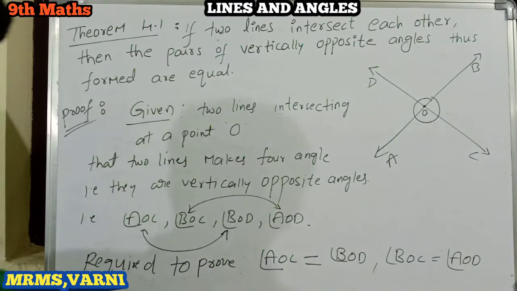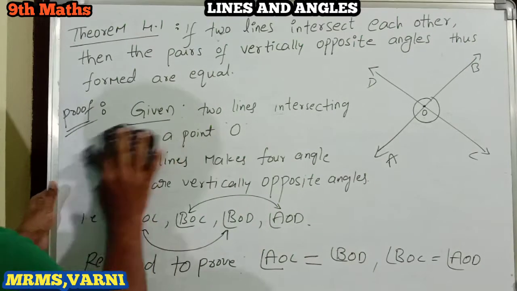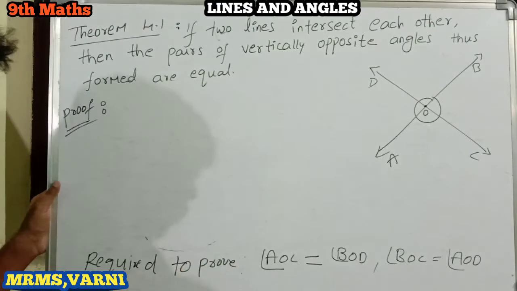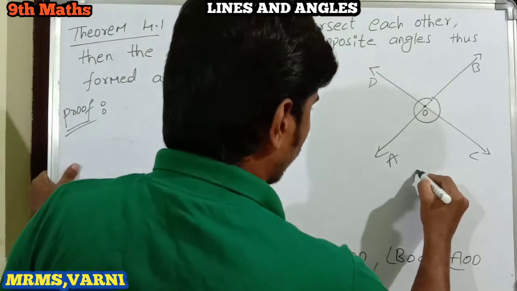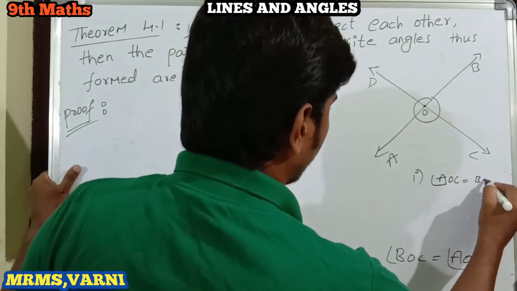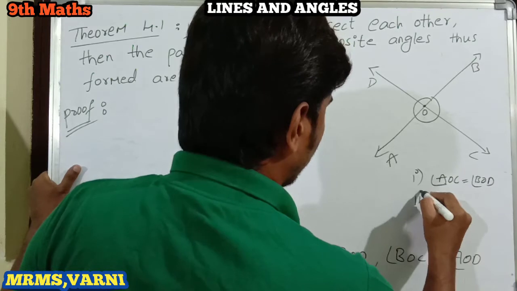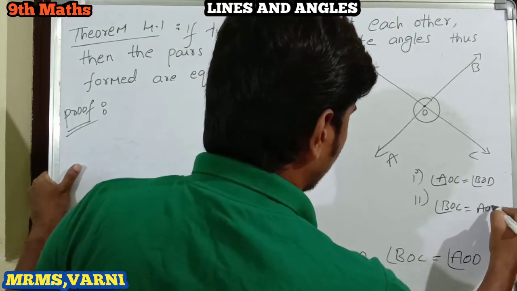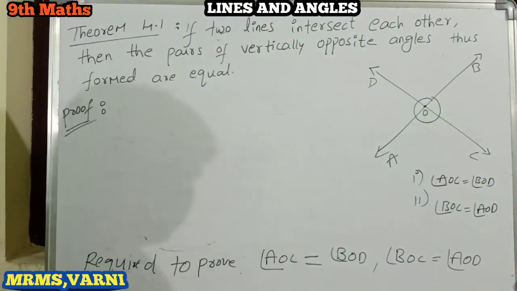I'm erasing this. So remember what we have to prove. I will write here. We have to prove, first one, AOC is equal to BOD, and second one, BOC is equal to AOD.